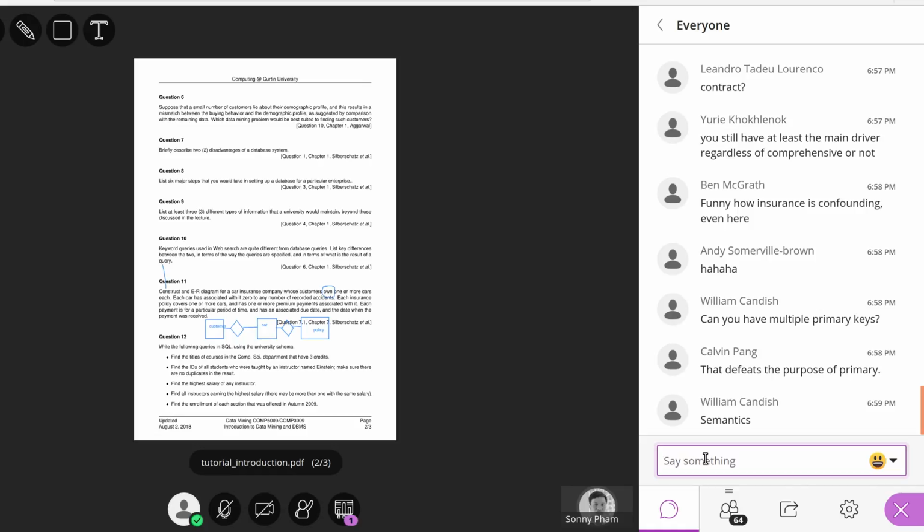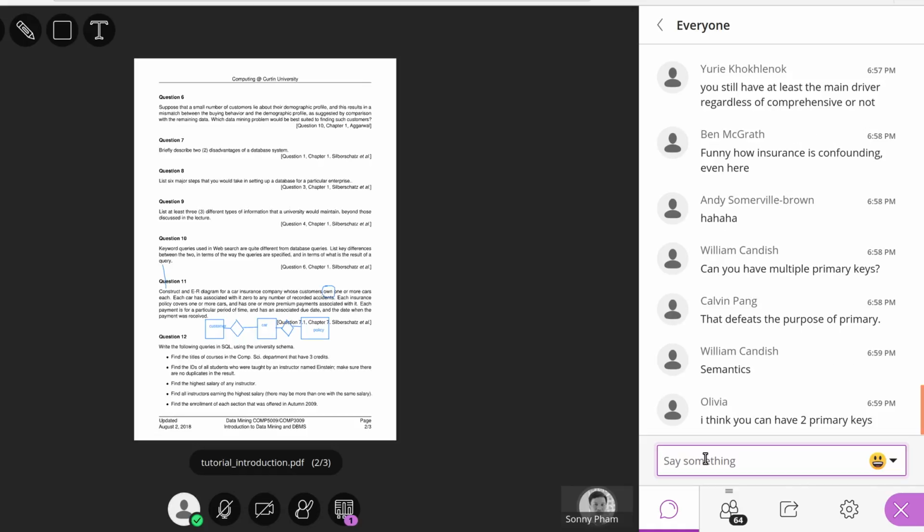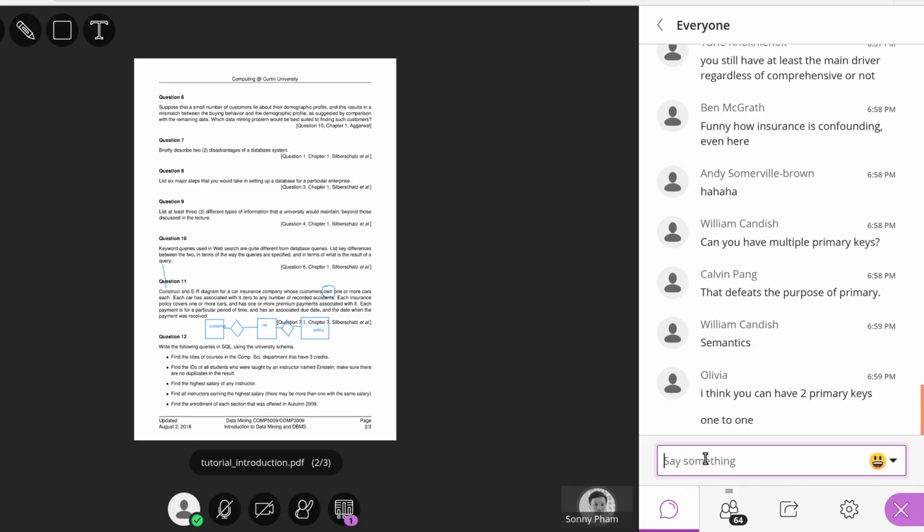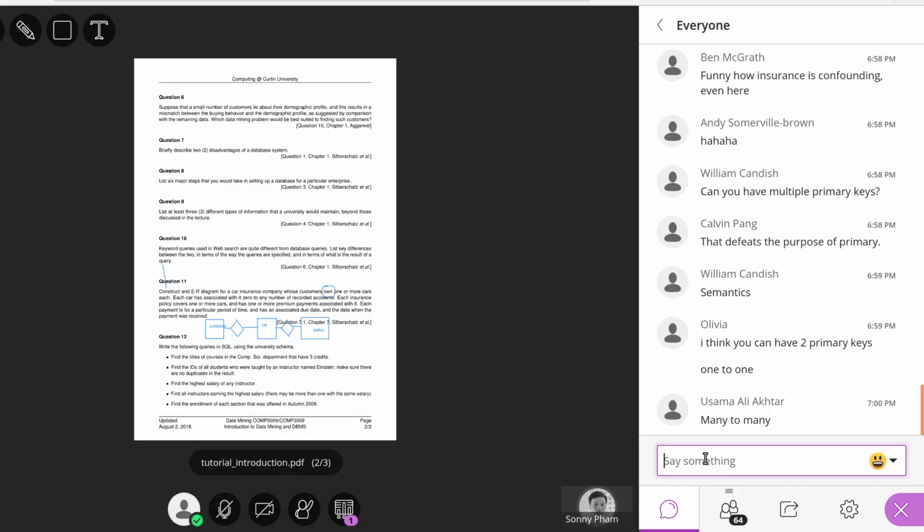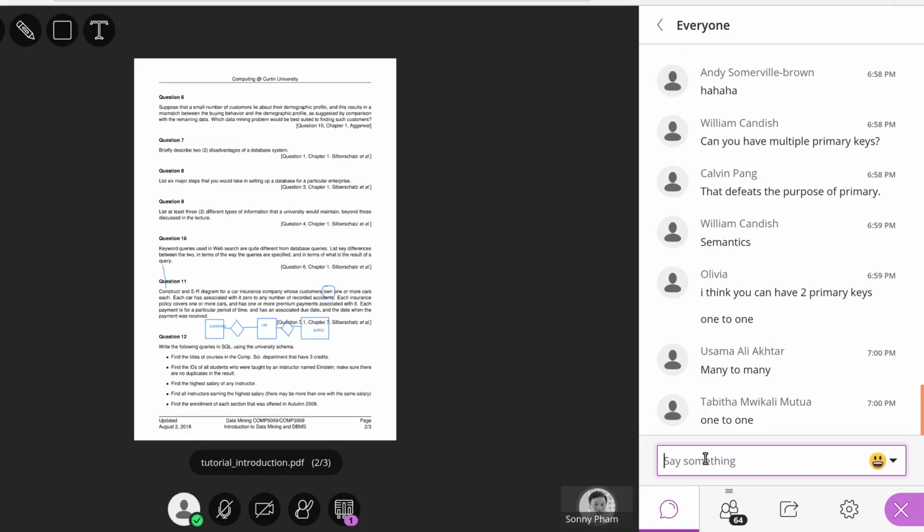I think I couldn't find the previous message. So policies and car. What do you think? Sorry, I shouldn't specify this yet. Between policy and car, is it one to one, one to many, or many to many? A policy is defined for a car.